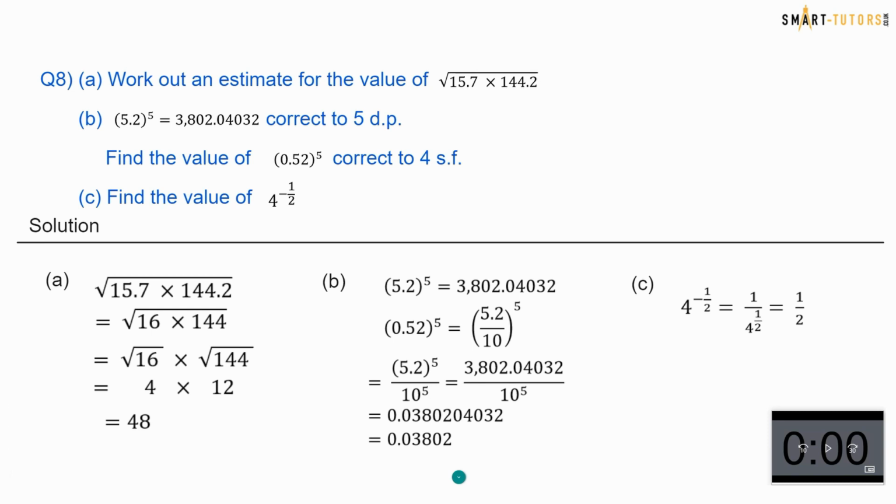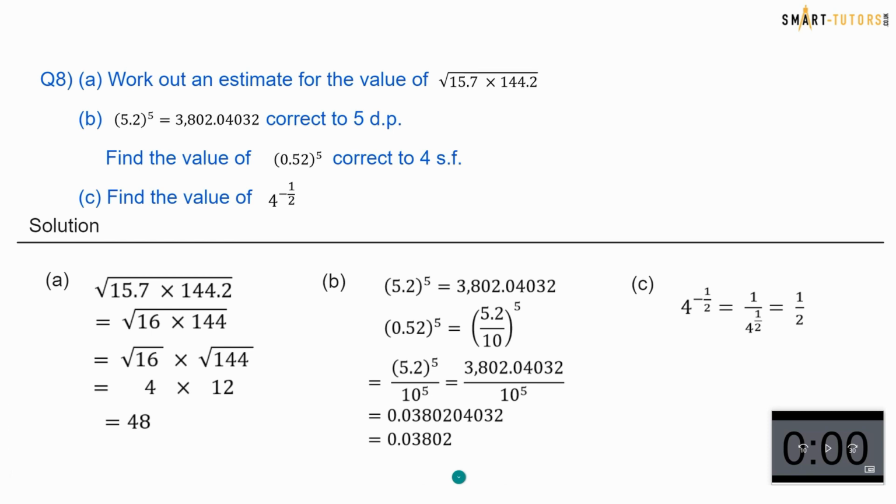Question number C. 4 to the power minus half equals 1 over 4 to the power positive half. So the negative power gives 1 over the reciprocal, the positive power. 4 to the power half, everybody knows, is the square root of 4, which is 2. So the answer is 1 over 2, half.